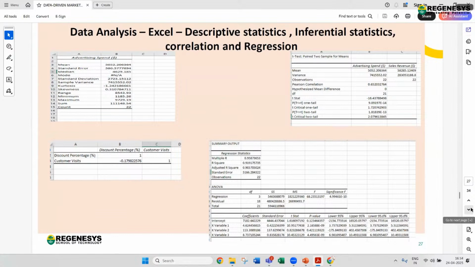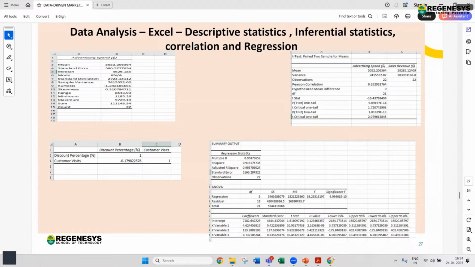See here, the first one is descriptive statistics. We can find mean, median, mode, standard deviation, all of these just by selecting data analysis. On the Excel ribbon at the top, you have Data. When you press Data, then Data Analysis, and select Descriptive Statistics, you get all of these. This is very wonderful for your research work.